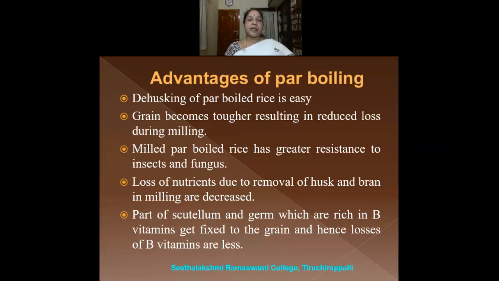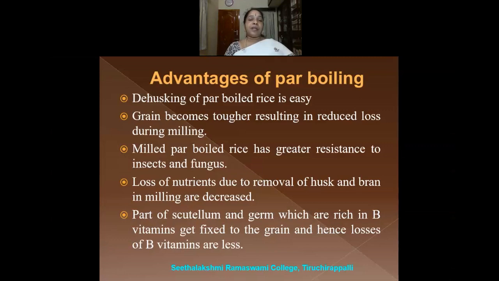You can see that there are insects in the raw rice, whereas it is resistant to insect infestation when the parboiling has been done. Loss of nutrients due to removal of the husk and bran in milling are decreased.